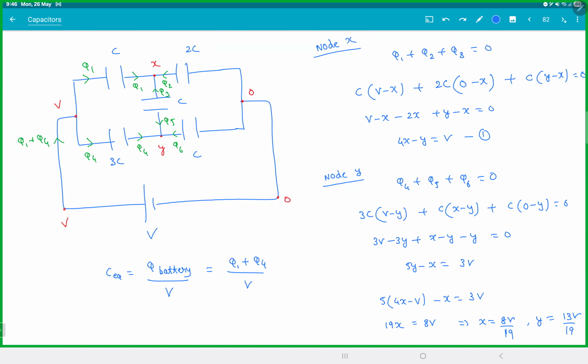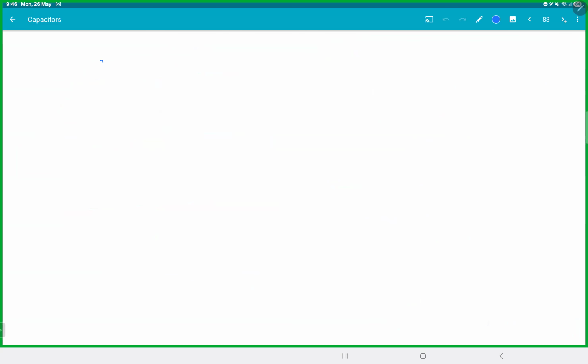Assumption. Sign will take care of it. All got this? अभी Q1, Q2 कितना आया था? So ये हो गया. You need to find Q1. So Q1 is C into V minus X. X is 8V by 19. How much is that? 1 minus 8 by 19. 9CV by 19.